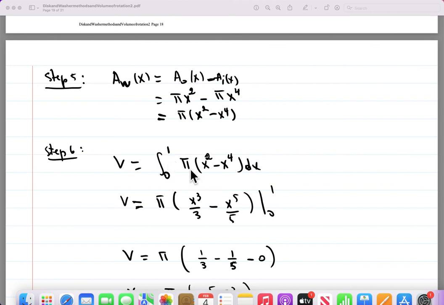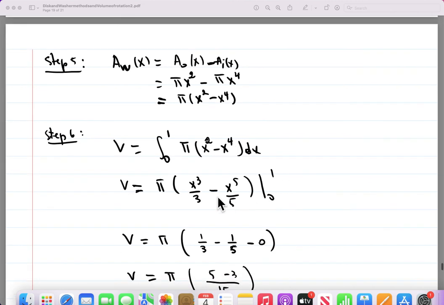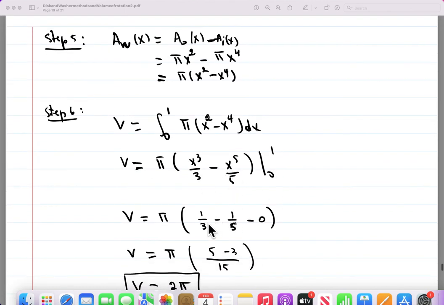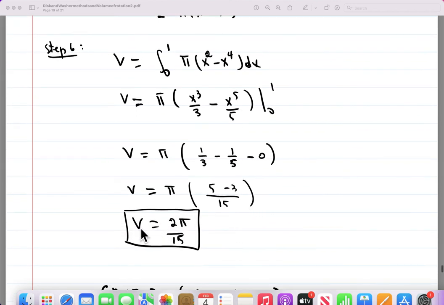And we're going to integrate pi times quantity x squared minus x to the fourth. Pi is a constant. You can move it outside of the integral, and then you just find the antiderivative of x squared, which is x cubed over 3, minus the antiderivative of x to the fourth, which is x to the fifth over 5. And then you can evaluate this at 0 and 1. So when you plug in 1, you get 1/3 minus 1 over 5. Minus, when you plug in 0, you get 0. So you end up with V equals 2 pi over 15.